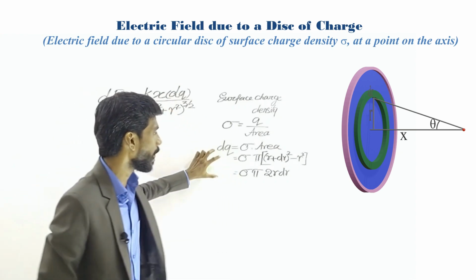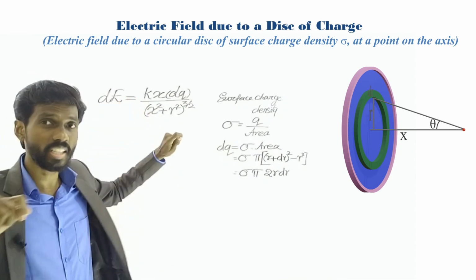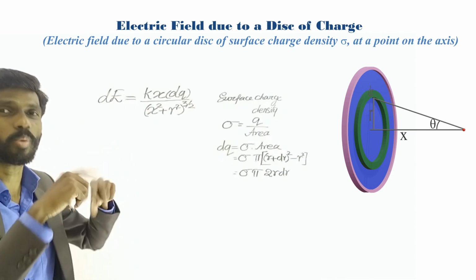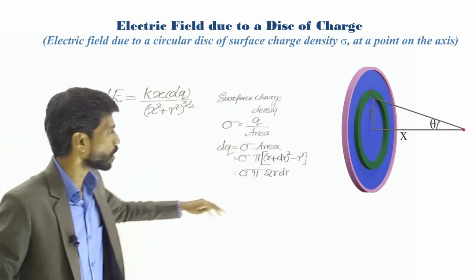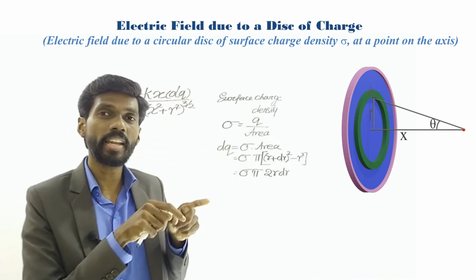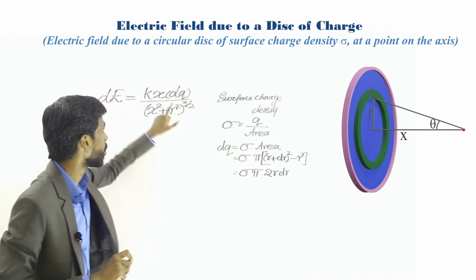You can also find this area using another method. If you cut this strip across and stretch it, it will become a rectangle, right? The thickness is dr and the length is 2 pi r, so the area is 2 pi r dr. That is another way to find it. So you find the outer area minus the inner area, which gives you the area of only the thickness. That's all. We found dq, so that can be substituted here.